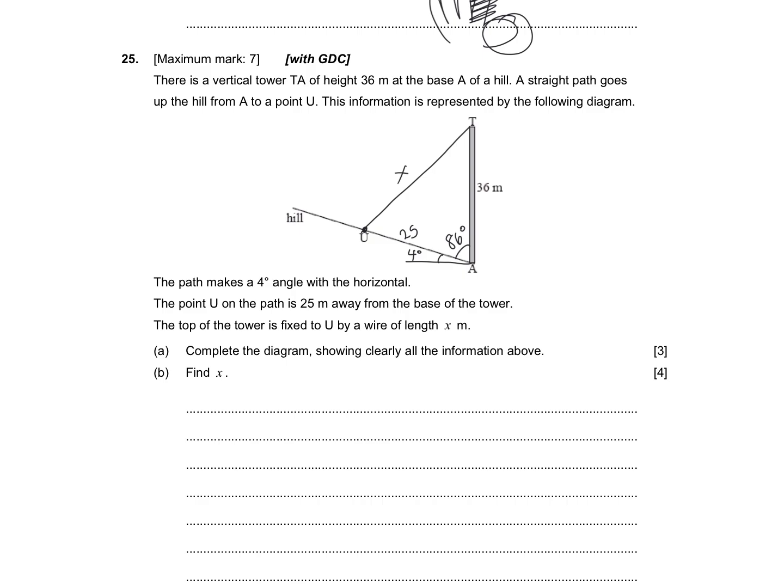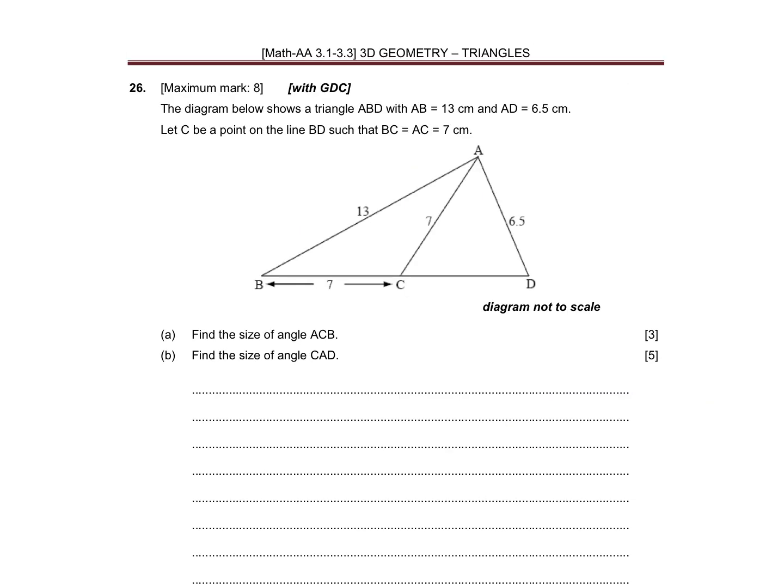Find X. Yep, cosine rule. So we're going to have x squared equals 25 squared plus 36 squared minus 2 times 25 times 36 cosine 86. So we get the wire length is 42.4. All right, diagram below shows triangle. Yep, all this information. Find the size of A. So this is cosine rule.